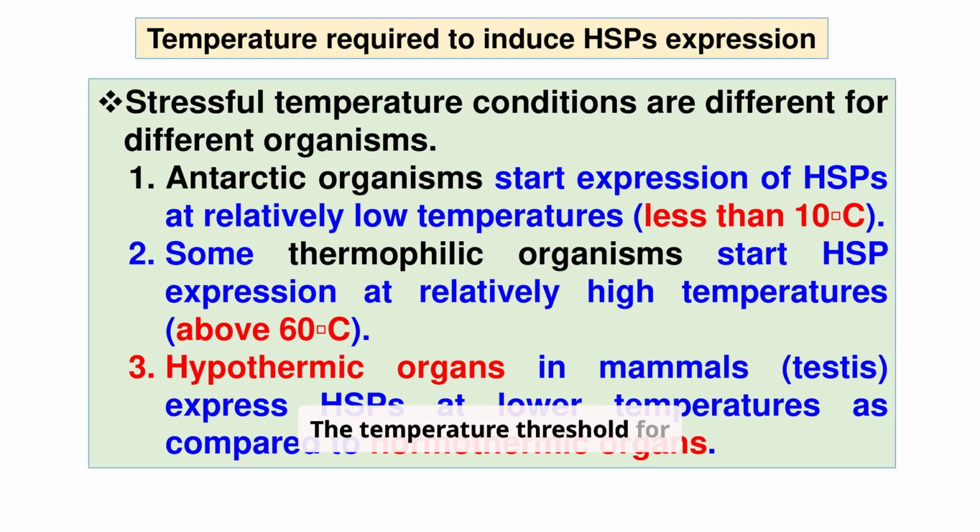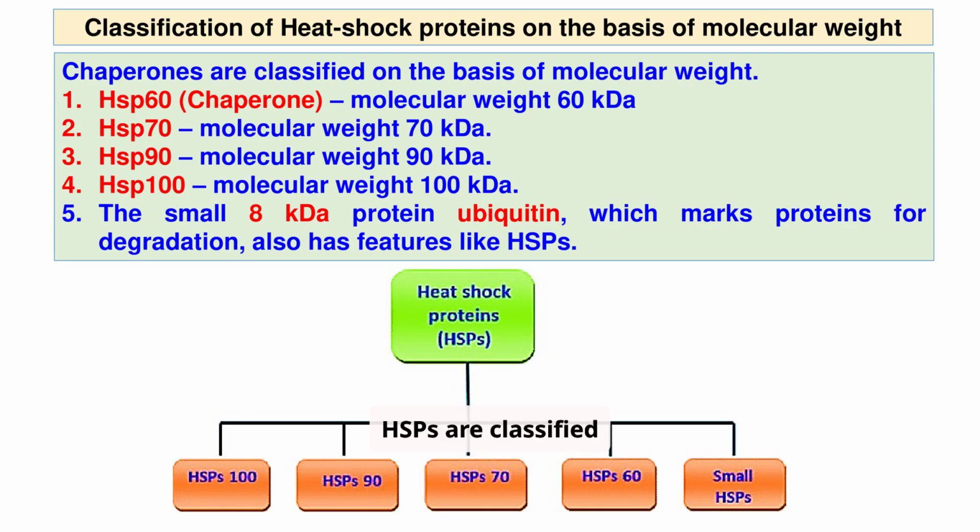The temperature threshold for HSP expression varies across organisms. Antarctic organisms express HSPs at low temperatures, while thermophilic organisms require high temperatures. Even within mammals, hypothermic organs express HSPs at lower temperatures. HSPs are classified based on their molecular weight. We'll discuss HSP60, HSP70, HSP90, HSP100, and the small protein ubiquitin, each playing a specific role in cellular stress response.